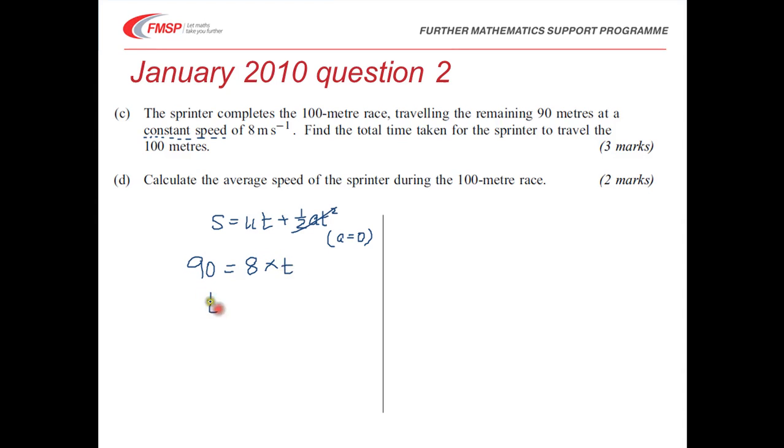So the time is going to be 90 divided by 8, which is 11.25 seconds. Now we want the total time for the 100 metres, and of course we took a certain amount of time for the first 10 metres, 2.5 seconds it was. So we have to add the 2.5 seconds to the 11.25 seconds, and we get 13.75 seconds. So that is our total time.